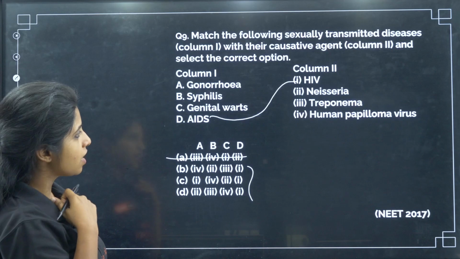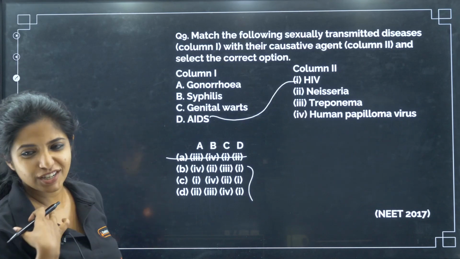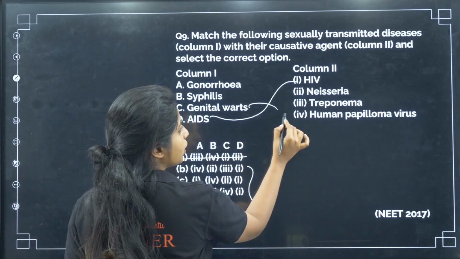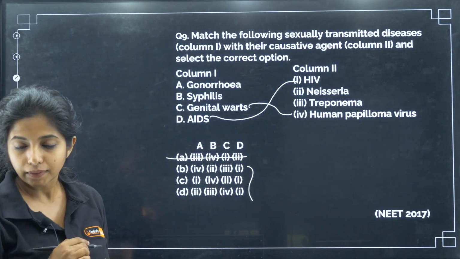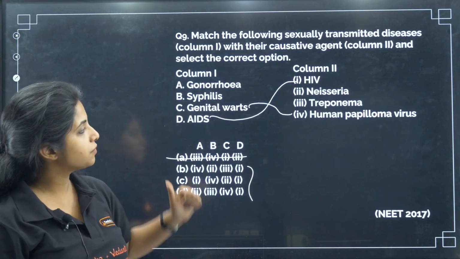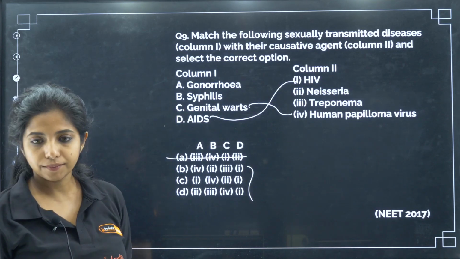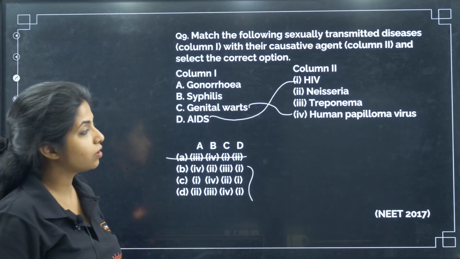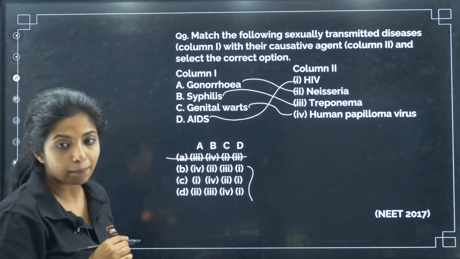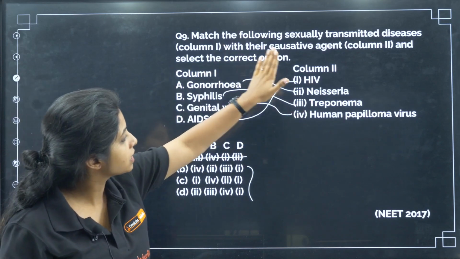Okay. Now talking about which is more easy for you. Genital warts, yeah, genital warts also comparatively common. Genital warts is caused by human papilloma virus. Okay, it is caused by human papilloma virus. Now, gonorrhea and syphilis is there. You have gonorrhea and syphilis. Gonorrhea is caused by Neisseria, and syphilis is caused by Treponema pallidum. Okay, so syphilis is Treponema, gonorrhea is Neisseria.